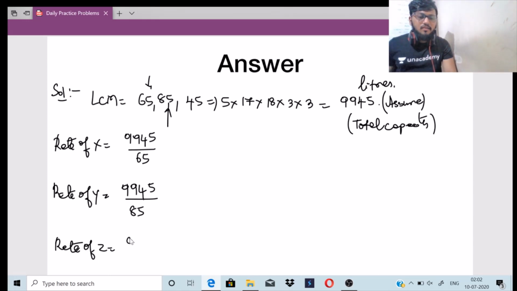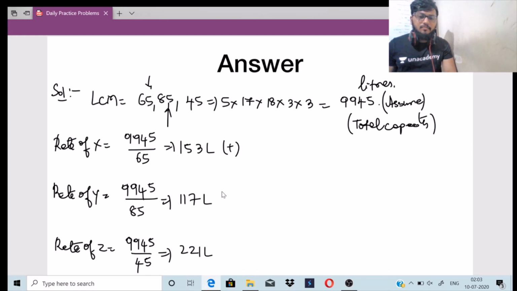Rate of z per minute is 9945 divided by 45. 9945 divided by 65 will give you the answer 153 liters. 9945 divided by 85 will give you the answer 117 liters. 9945 divided by 45 will give you the answer 221 liters, right?